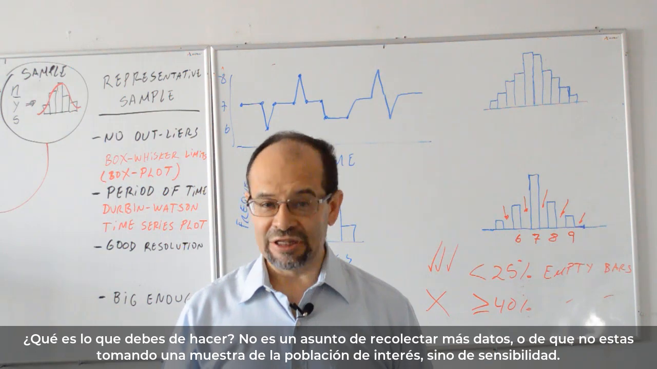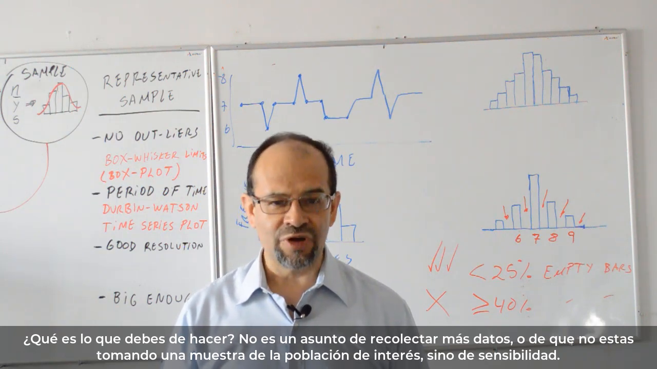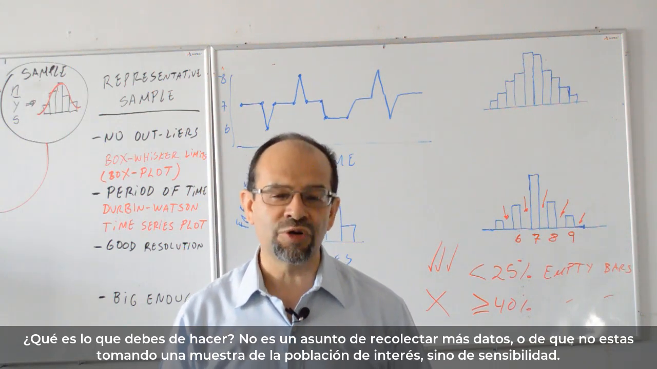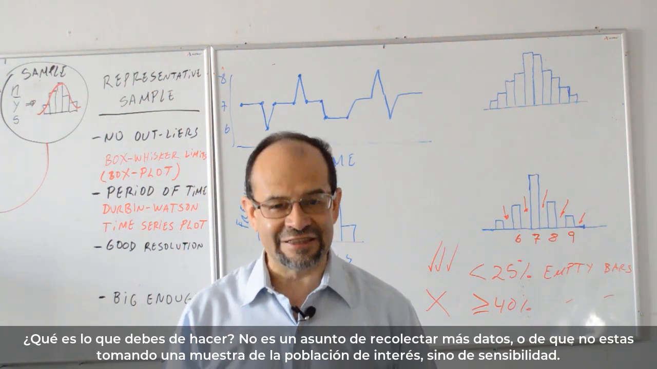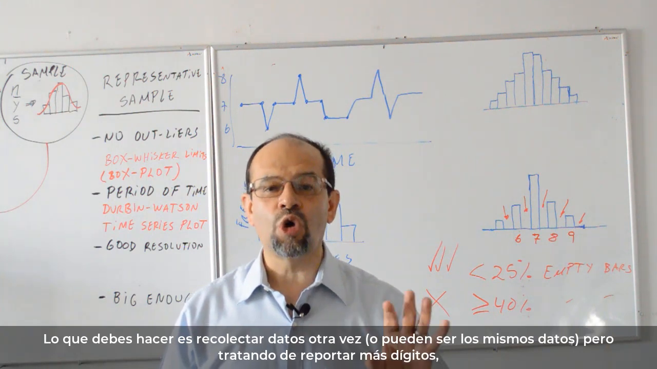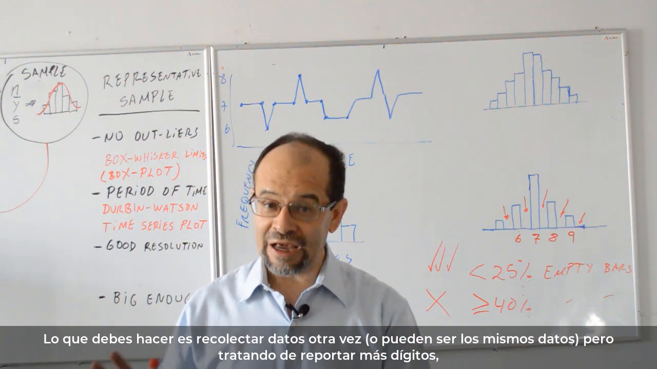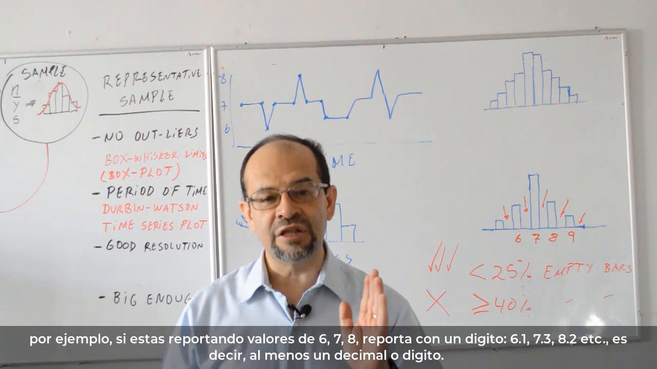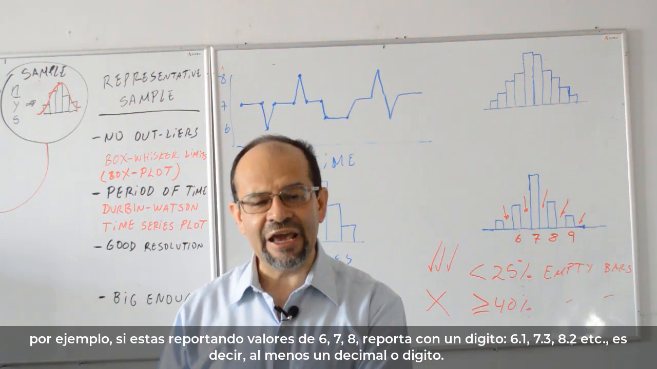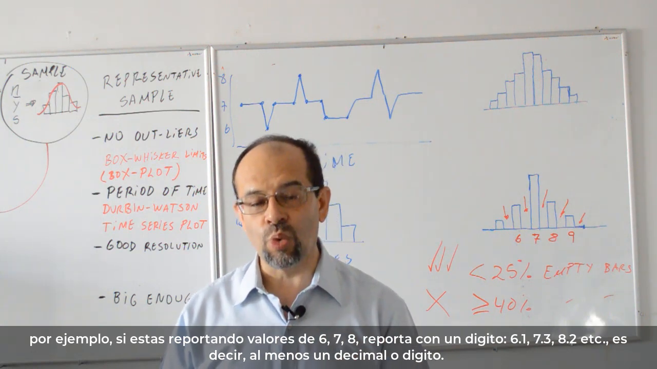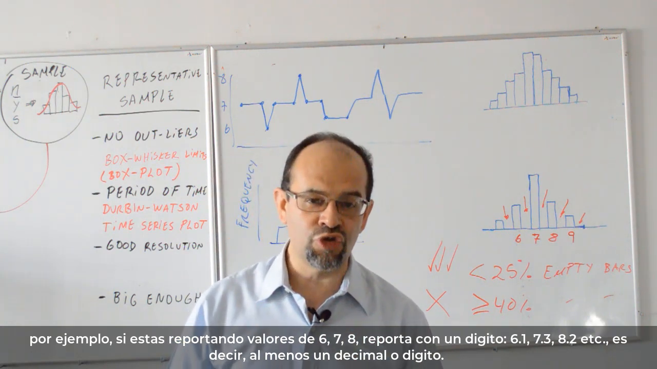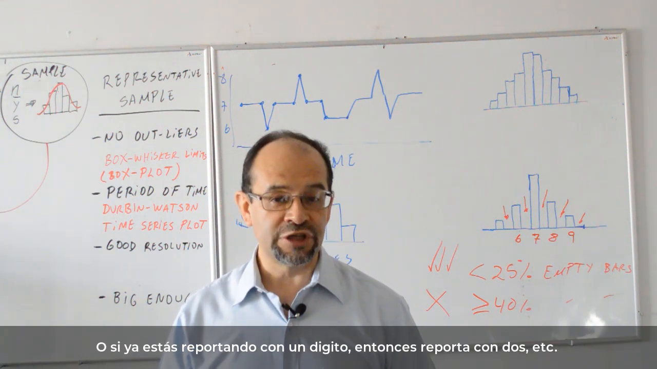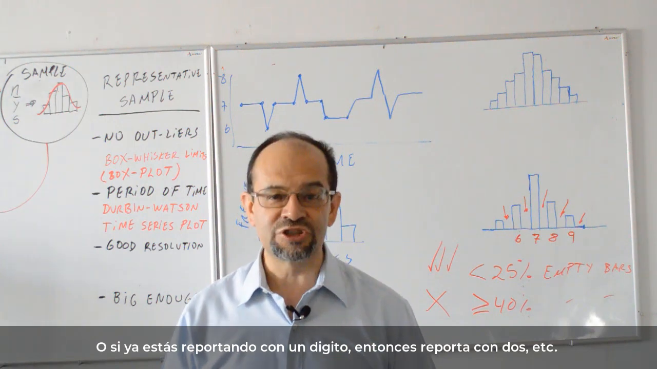It's not a matter of collecting more data. It's not a matter of you are not taking a sample that is coming from the population of interest, but it's a matter of sensitivity. What you have to do is to collect data again, or maybe it can be the same data, but try to report more digits. For instance, if you're reporting 6, 7, 8, report with one digit, 6.1, 7.3, 8.2, etc. So at least one decimal or one digit. Of course, if you're reporting one digit, report 2 digits, etc.